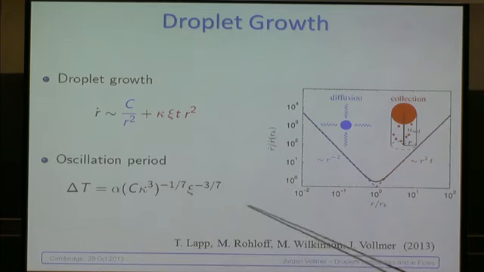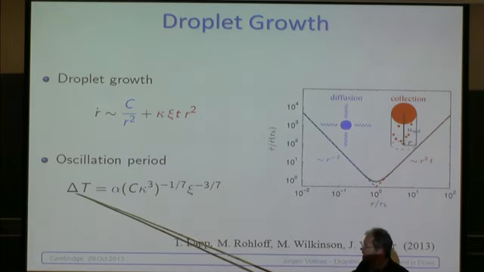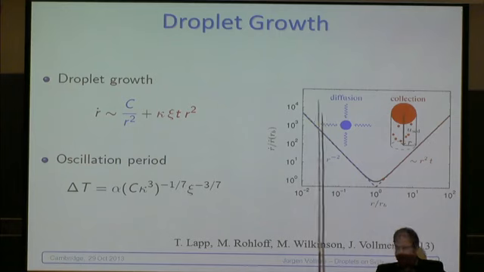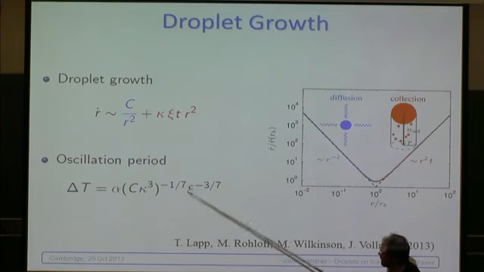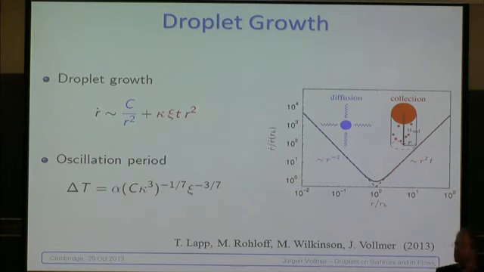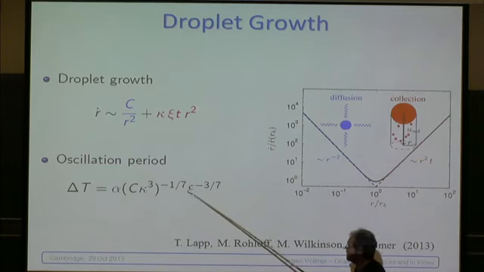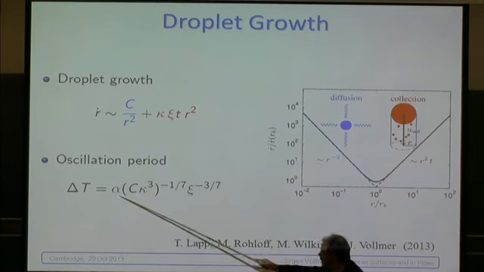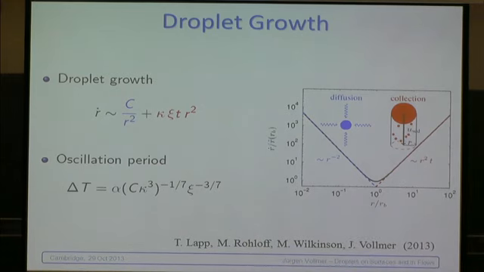And what that tells us is that the oscillation period, so the period between subsequent precipitation events, should scale like psi to the minus 3 over 7. Psi is a parameter that tells us how rapidly the volume fraction of droplet changes in time, so it's our driving, and these are material constants.